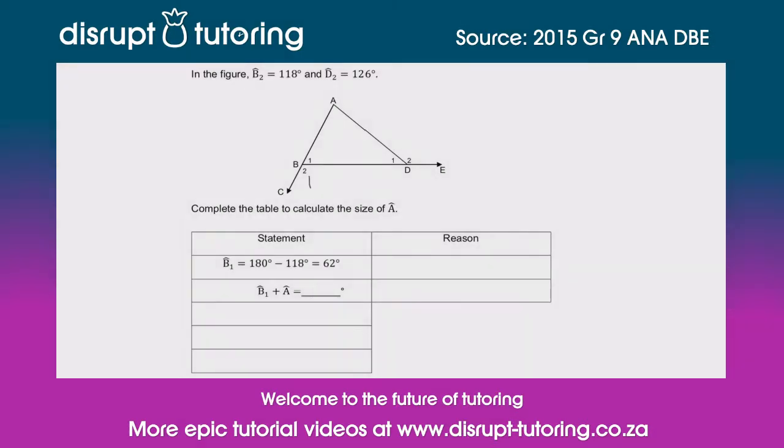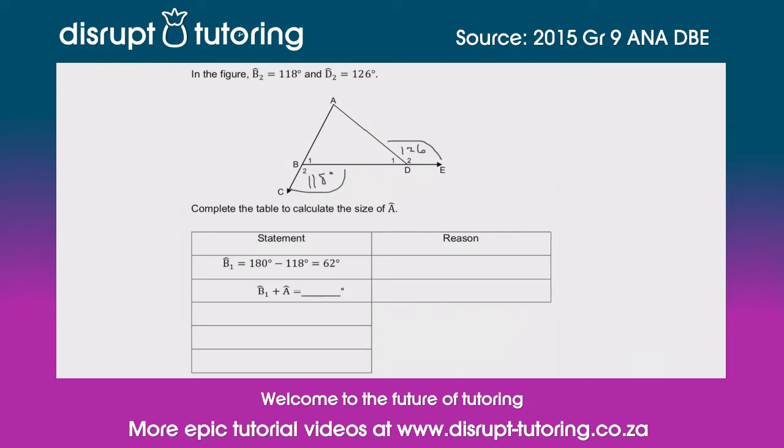Today we are dealing with a triangle question, and without further ado, I'd like to get straight into it. Now they've said to us in the figure, the angle B2 is equal to 118 degrees. So we can write the 118 degrees immediately for B2, and then they've said to us that the angle D2 is equal to 126. So D2 we located over there, and we know that that is equal to 126 degrees. All right, that's all the information they've given us.